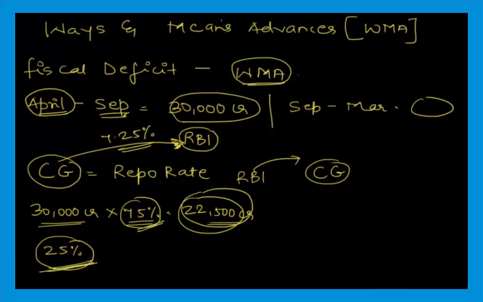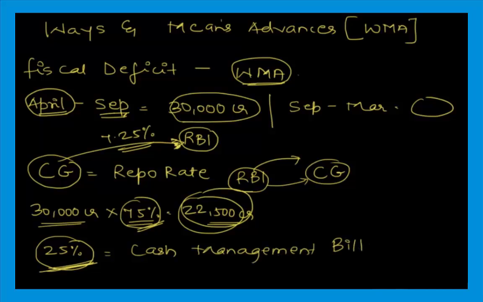But the remaining 25% is where RBI will not give to the central government, but they'll use a different technique, which is called the cash management bill. Now, what happens in this case? Let's try and understand. For the remaining 25%, RBI will issue cash management bills, like treasury bills. There is no difference except for a few which we will discuss ahead.